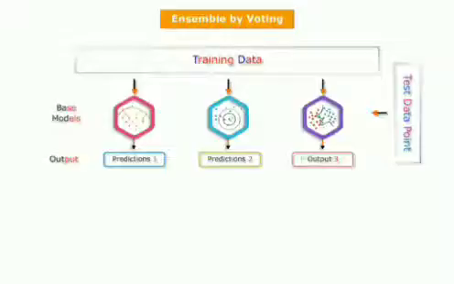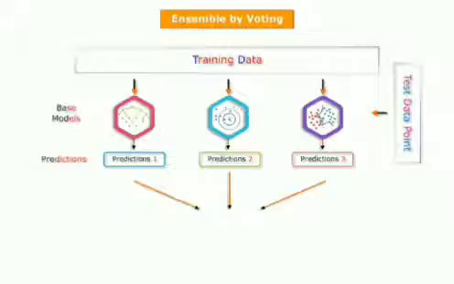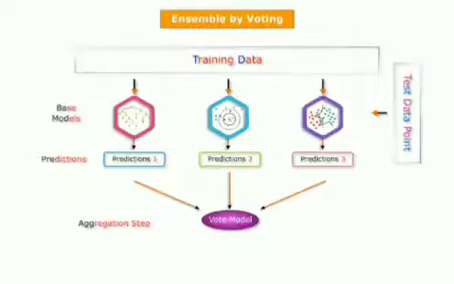The act of tallying all the predictions of these base learners and providing the majority prediction is the job of the meta model, the vote model. This is also called the aggregation step in ensemble modeling.